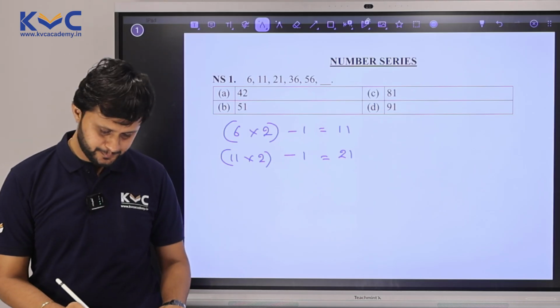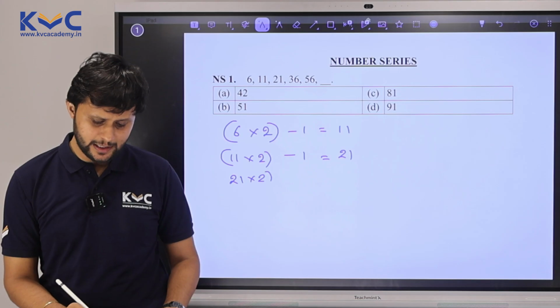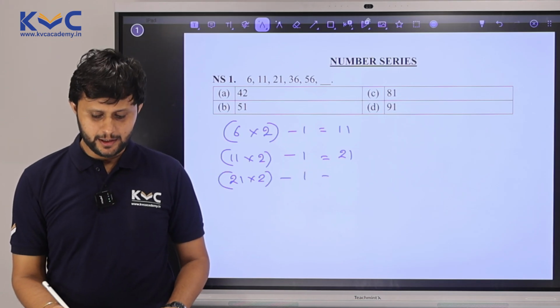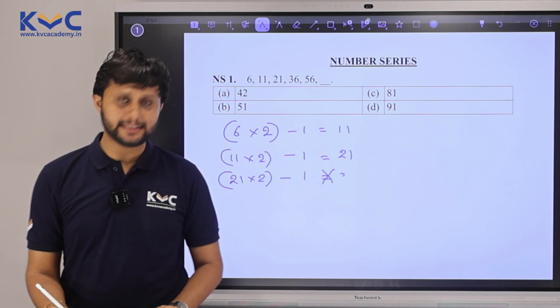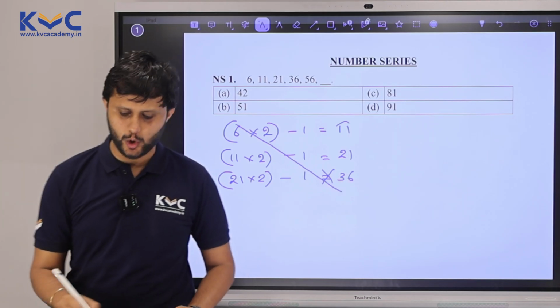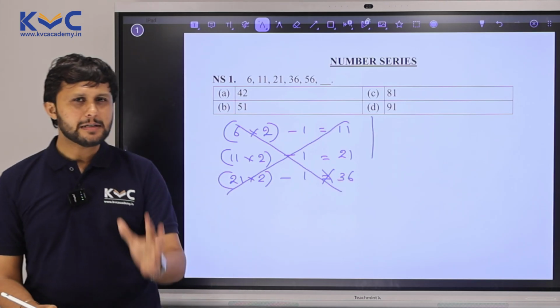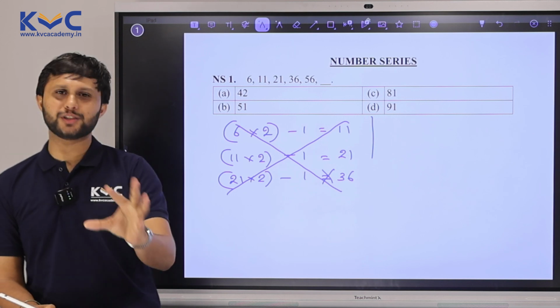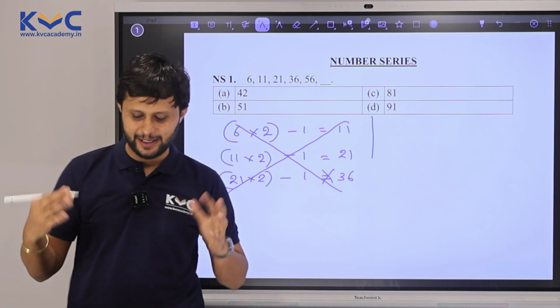But if you continue, 21 times 2 is 42, minus 1 is not equal to 36, which is the next number. So this logic is wrong. The very first thing that I tried was a logic which is wrong. Now let's try to find the right answer.